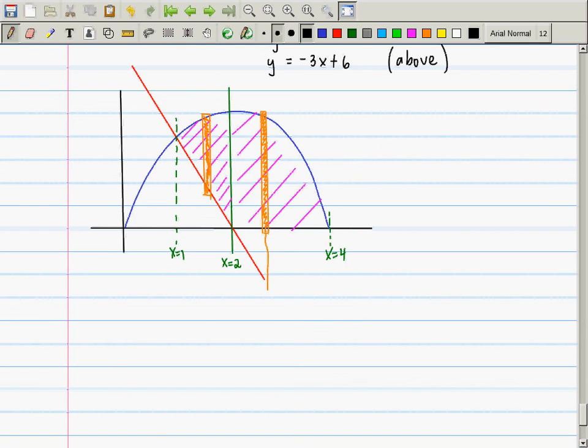So for the first region, it will be the integral from x is 1 to x is 2, and then the integral from y is something to y is something. So what are the somethings? Geometrically, you can see it's from the sloped line to the parabola. So it will be from negative 3x plus 6 to 4x minus x squared, dy dx. Okay, so that's for the left region.